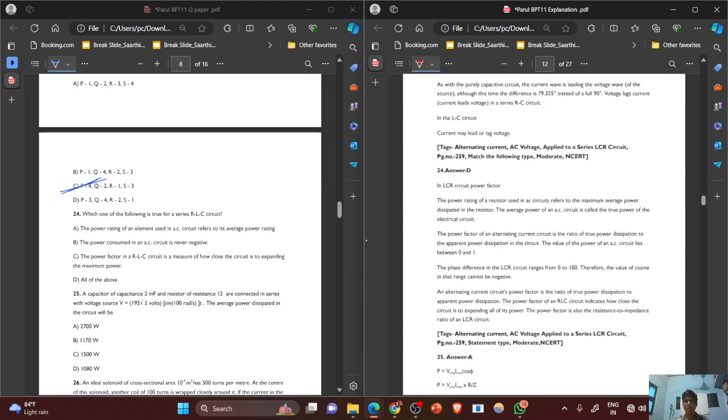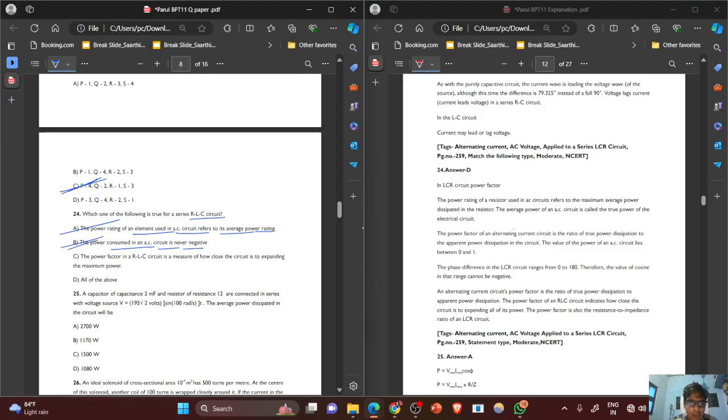So in this chapter you must know the theory also, because there are many questions built on theory. Which one of the following is true in an LCR circuit? The power rating is element in the circuit average power rating. Yeah, exactly. The power consumed in an AC circuit is never negative, because it completely goes into the resistive circuit. That's why its average power is never negative.